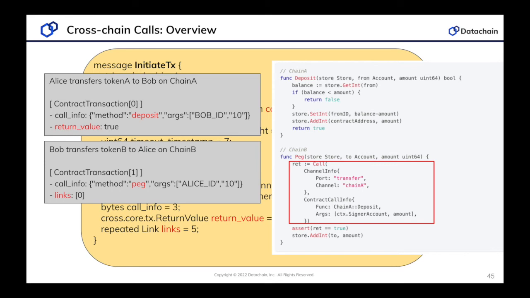This link indicates the connected contract transaction index. After being linked by this functionality, the call function in the peg function can refer to the return value. For consistency, the actual deposit function execution must return the same value as the return value.